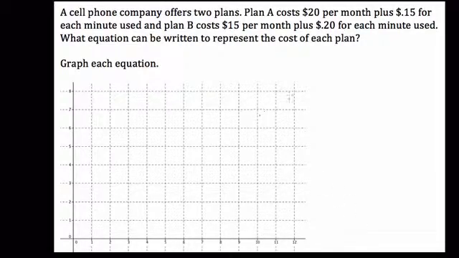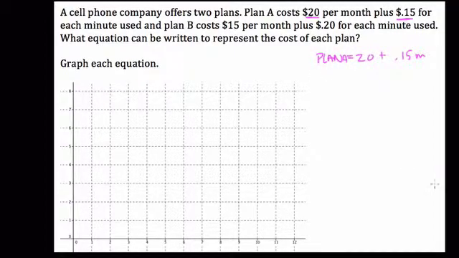Okay, so in this problem we're given two cell phone plans, each with different cost models. Plan A is $20 per month plus 15 cents for each minute. So I'm going to write that plan out as I say it. Plan A is 20, and then you add on 0.15 times the number of minutes, and that will be your cost for plan A.